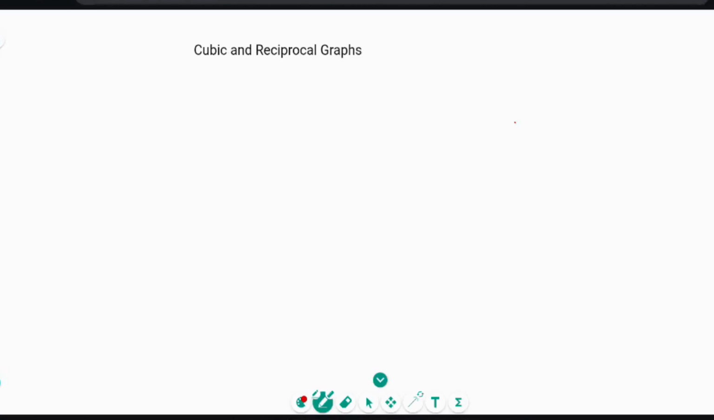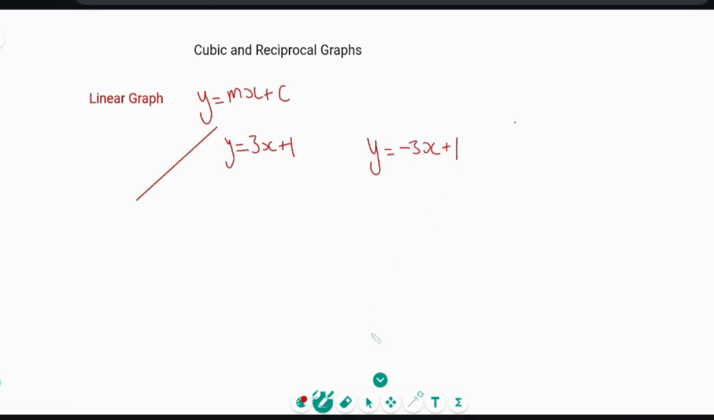Here we will look at cubic and reciprocal graphs. So you should already know how to draw a straight line graph, a linear graph. A linear graph is in the form y equals mx plus c. So something like y equals 3x plus 1, and that would be a straight line. Remember with our linear graphs, if it's a negative gradient, it's in the other direction.